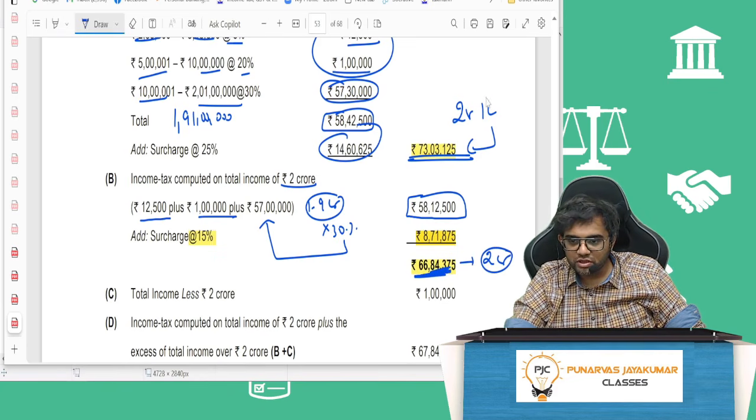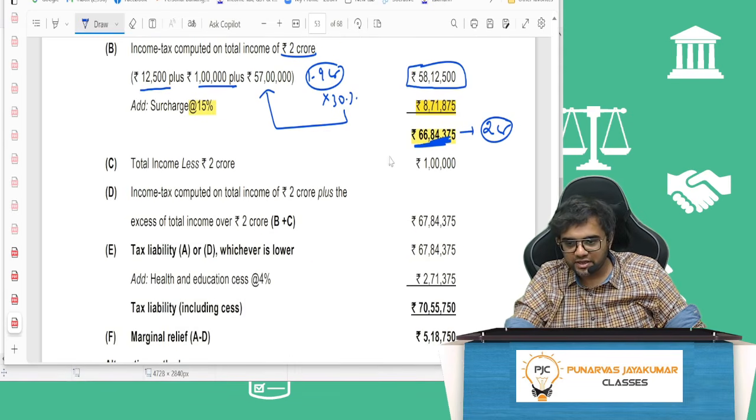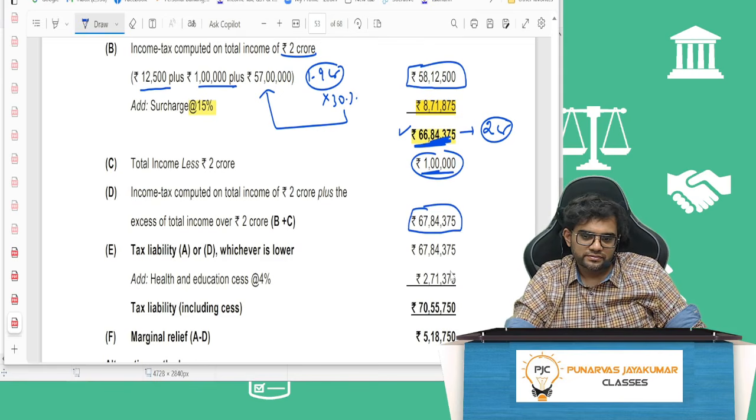Because I am earning 1 lakh extra, I am paying some 7 lakhs more. Correct? Almost 7 lakhs more I am paying, just because I am earning 1 lakh extra. So I will tell Nirmala aunty, you keep this 1 lakh, madam, no problem. Let me pay till 2 crore. This 1 lakh you only keep. So I will pay 66 lakh 84,375. I will pay that, plus the cess, whatever.